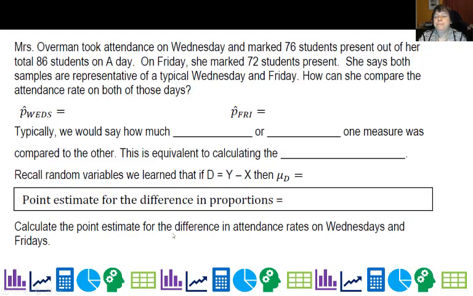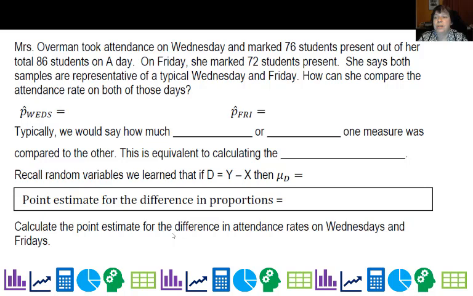All right, so we're going to do this example. Mrs. Overman took attendance on Wednesday and marked 76 students present out of her total 86 students on A Day. On Friday, she marked 72 students present. She says both samples are representative of the typical Wednesday and Friday. How can she compare the attendance rate on both of those days?